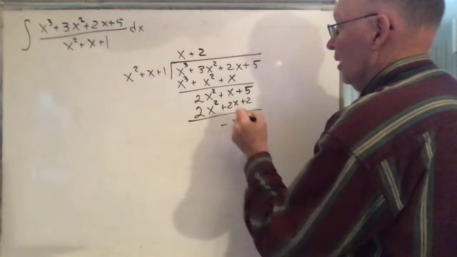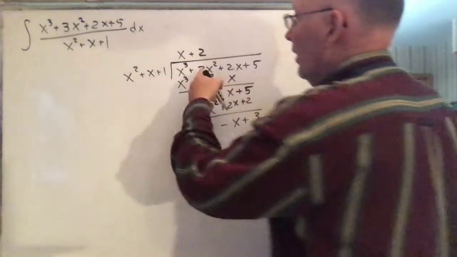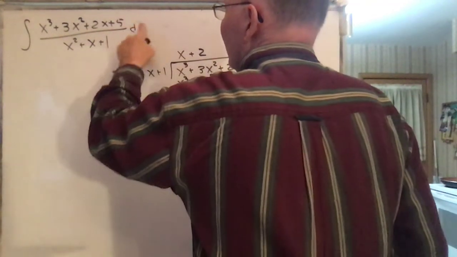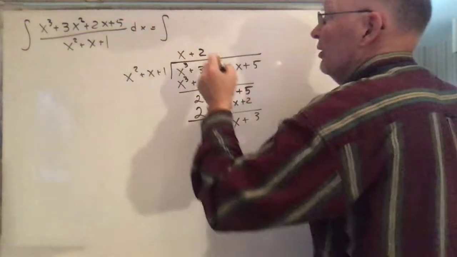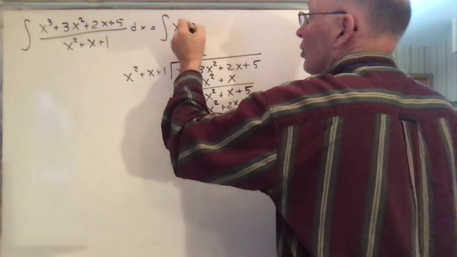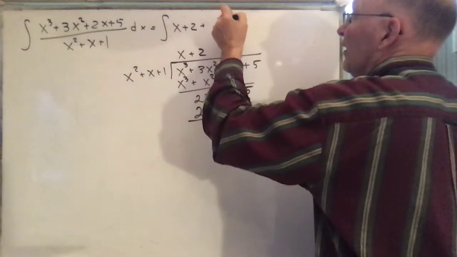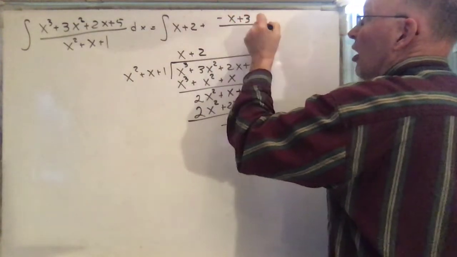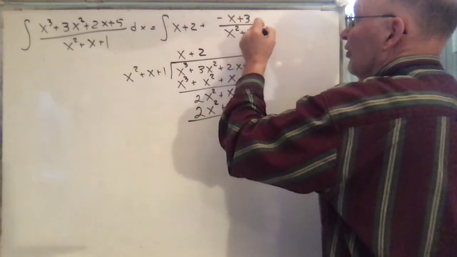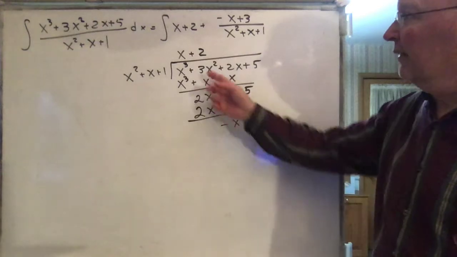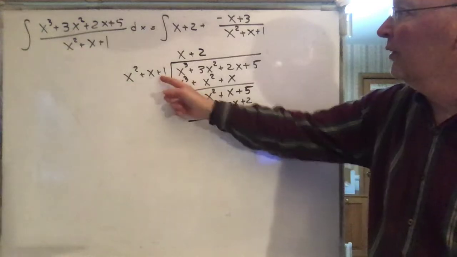Negative x plus 3. So what we've just shown is that this quantity here can be rewritten as x plus 2 plus, here's the remainder, negative x plus 3 all over x squared plus x plus 1. Just like with numbers, right? You have here's this divides into this many times, and there's your remainder. You put the remainder over this.